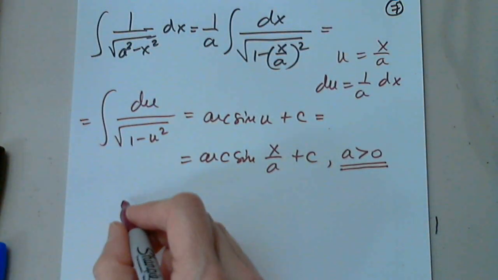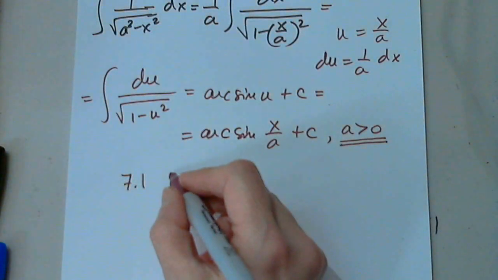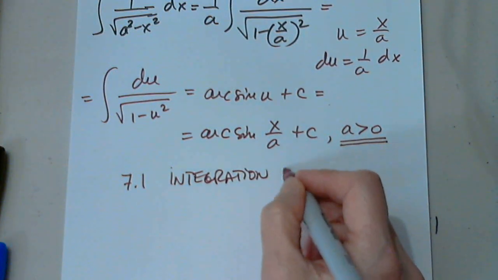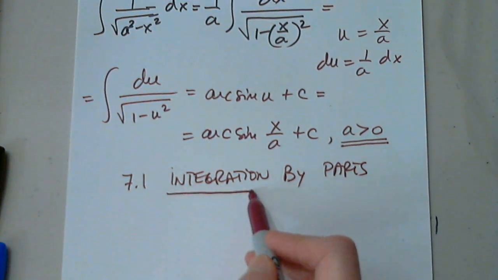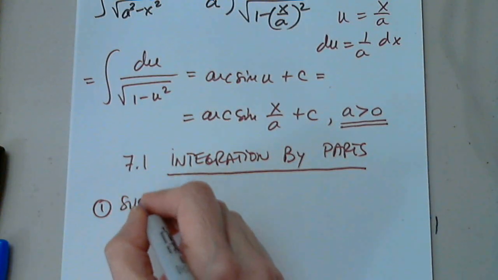So finally, let's start with 7.1. We got to 7.1, integration by parts. So this is the second technique of integration. What was the first one? Well, the first one was substitution.